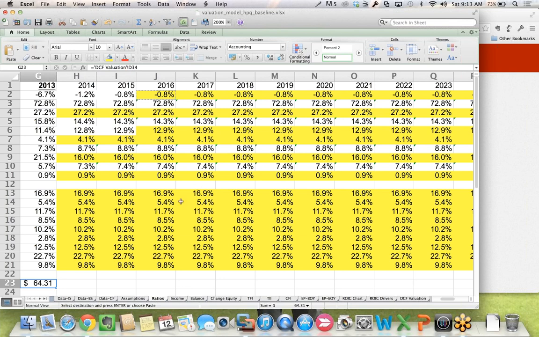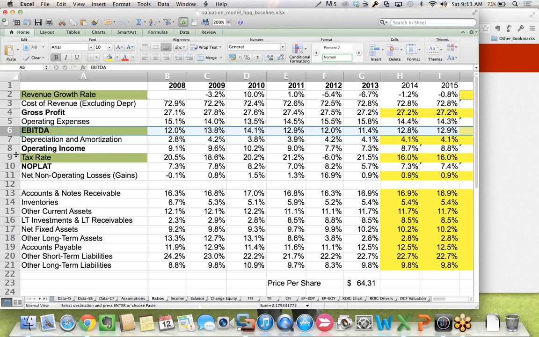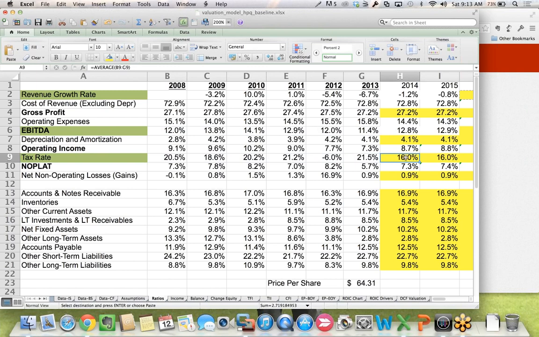And that's probably not HP's real challenge. So it does suggest that the problem is either going to be in the margins or in the tax rate. So if we look here, right now our model is using a 16% tax rate because it's taking an average of the last 6 years.